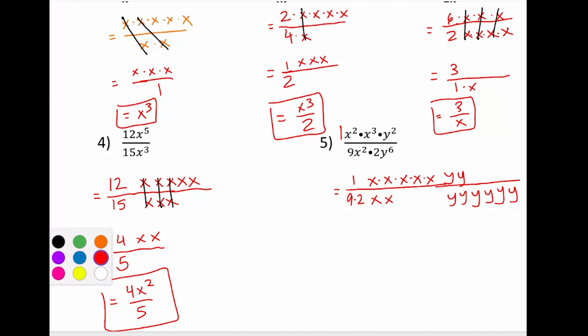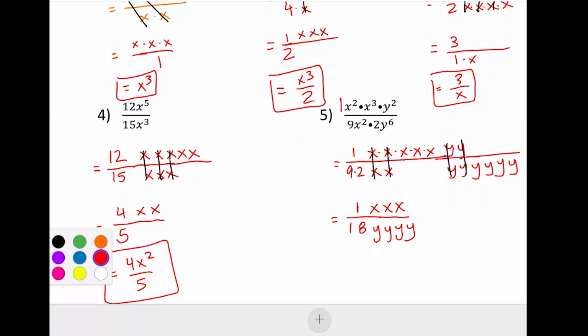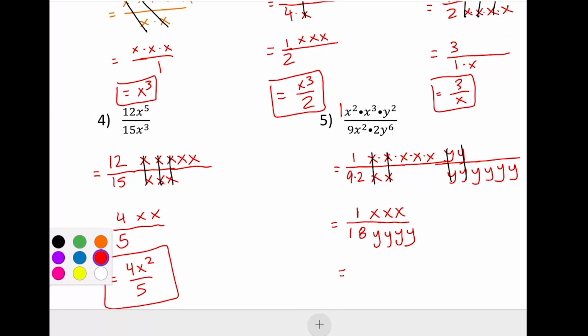All right, so 9 times 2 is 18, so I know I've got 1 over 18. And then as far as my x's are concerned, 2 of them cancel out, leaving me with 3 x's on top. And then for the y's, I get 2 of those to cancel out, 2 little pairs here, reduced to 1, leaving me with 4 y's in the bottom. So this is going to equal x cubed over 18 y to the 4th.